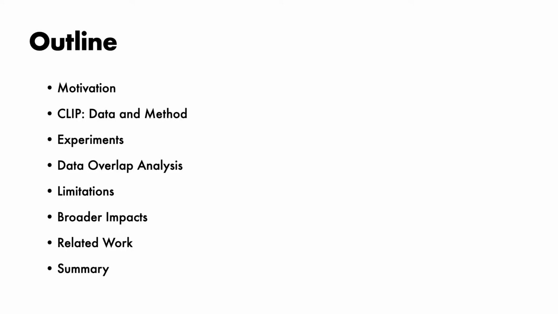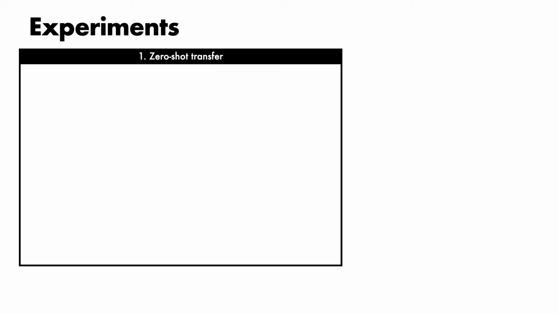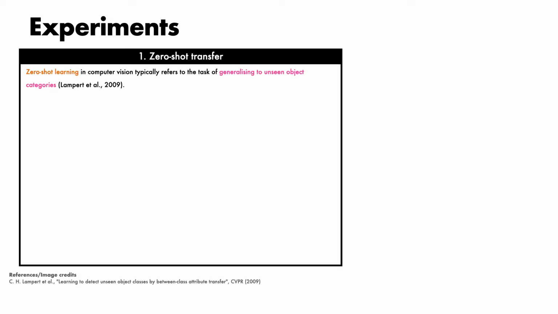We come next to the experiments. To evaluate the trained CLIP models, the authors conduct 3 types of experiments. The first type, which forms the primary focus of this work, explores the zero-shot transfer abilities of CLIP. Zero-shot learning in computer vision is a term that has typically been used to describe the task of generalizing to unseen object categories. However, in this work, the term is instead used to refer to generalization to unseen datasets, which can be thought of as a proxy for unseen tasks.